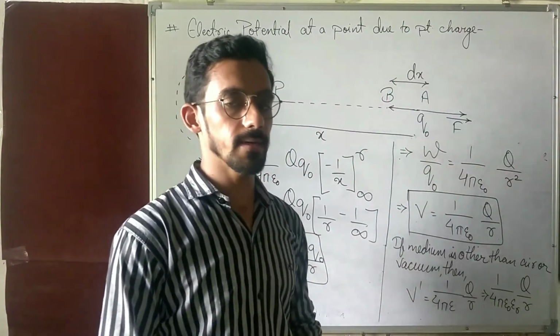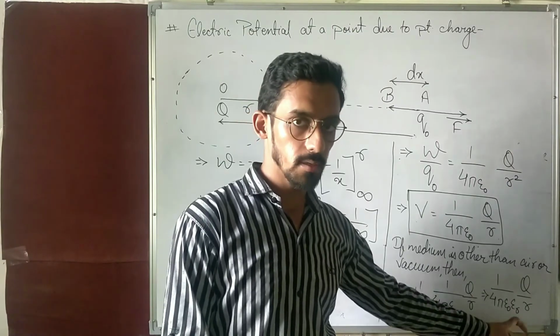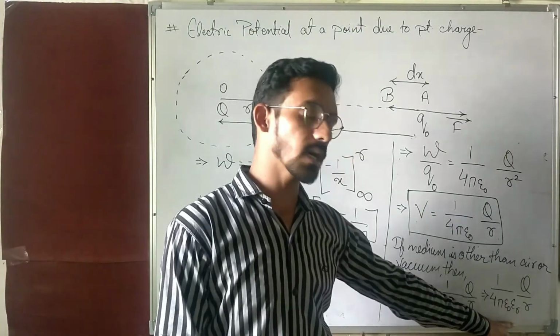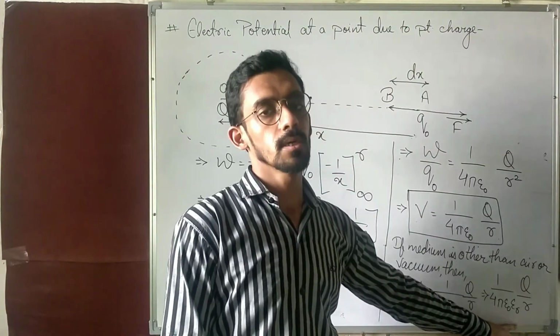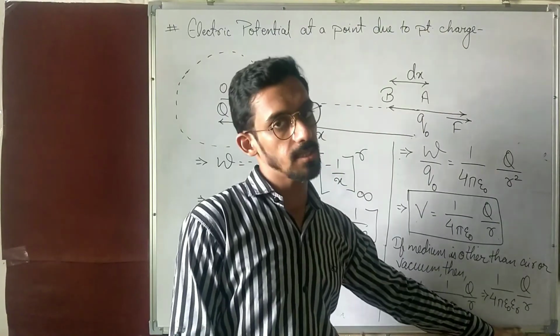This is the required formula for potential at a point due to a point charge in any medium, where epsilon r is the relative permittivity of that medium, and epsilon 0 is the absolute permittivity of free space, that is air or vacuum.